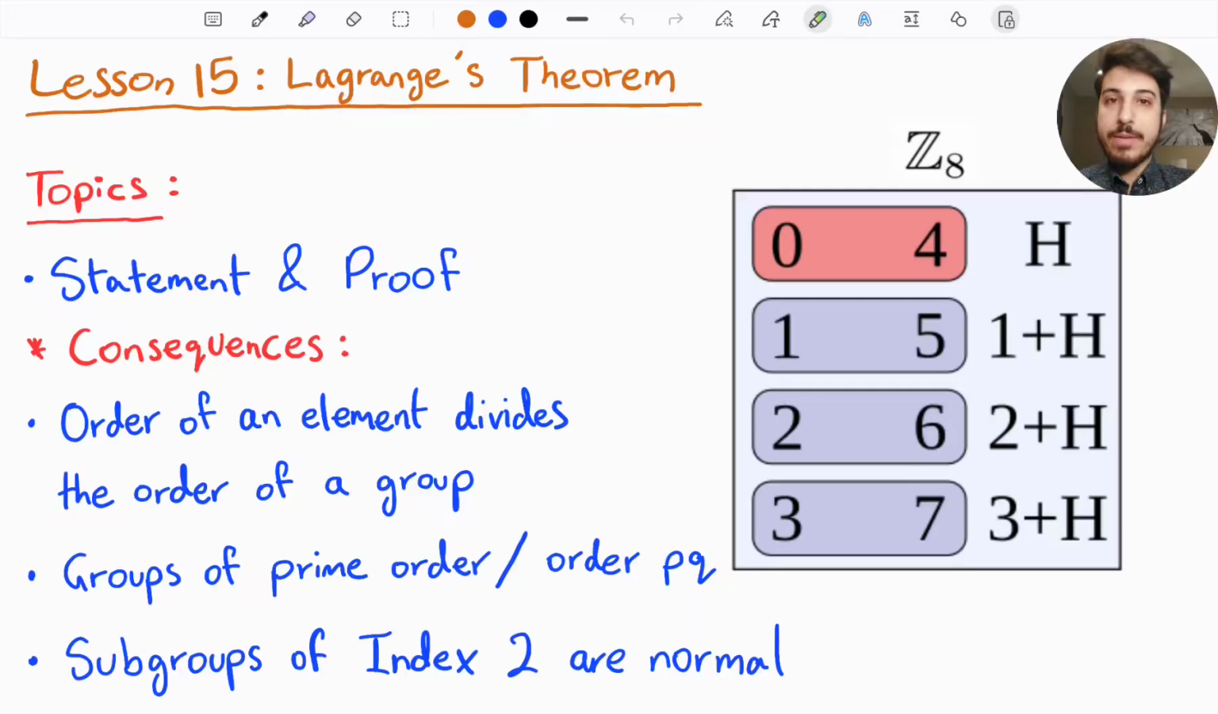So here we have an example of Z/8Z. Z/8Z is a cyclic group made up of 8 elements. And if we take the normal subgroup H, which is composed of 2 elements, 0 and 4, we can now take the cosets of H: 1 plus H, 2 plus H, and 3 plus H.